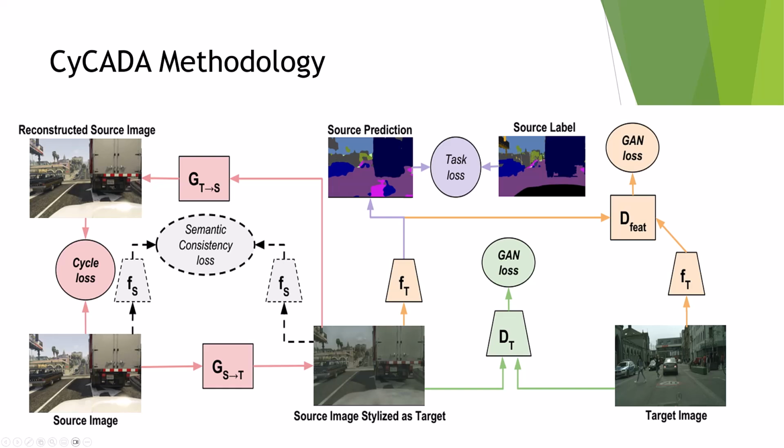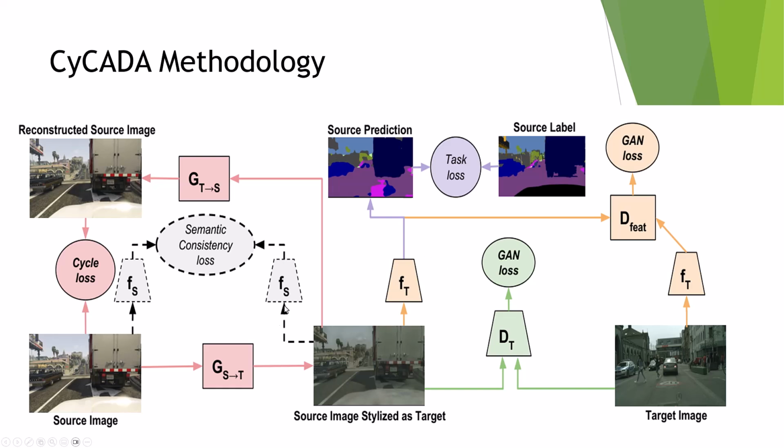This process is supported by an adversarial approach where the discriminator tries to distinguish between real target images and stylized images, as shown in this green part. Next, we move to the orange portion. We have feature-level adaptation. Once the images are stylized, the model extracts features and aligns them using adversarial training. This helps reduce the feature difference between source and target domains, making the model more robust.